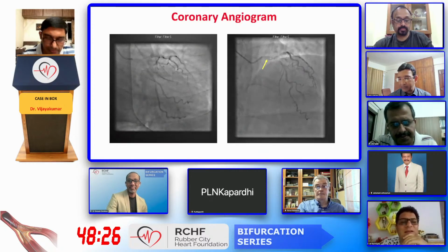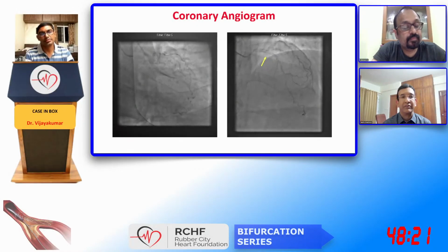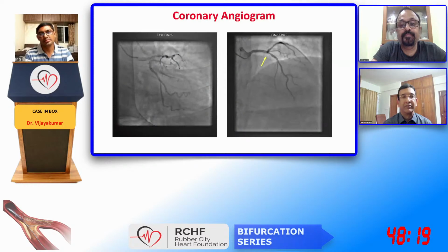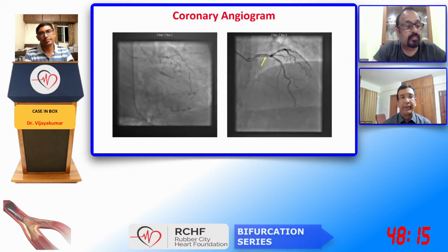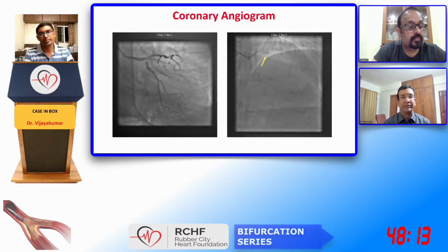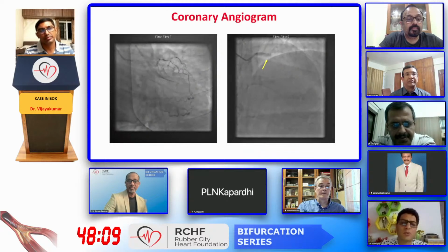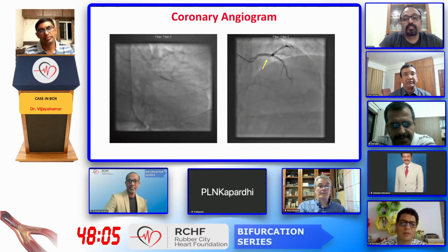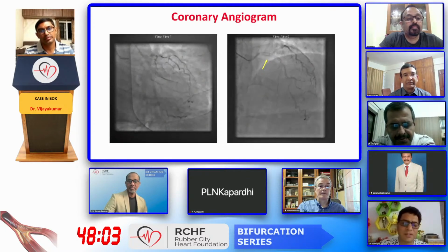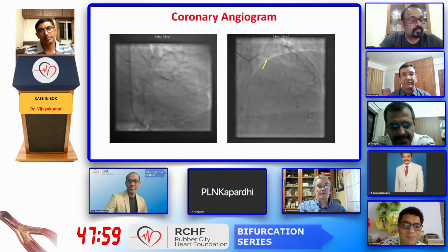I think the circumflex is definitely tight, but if you see the area caudal view, I believe that the LAD is also diseased. So the primary idea of doing the left main to LCX is definitely fine. But looking at the LAD ostium, probably he would end up stenting the LAD as well. This is my opinion, prima facie.